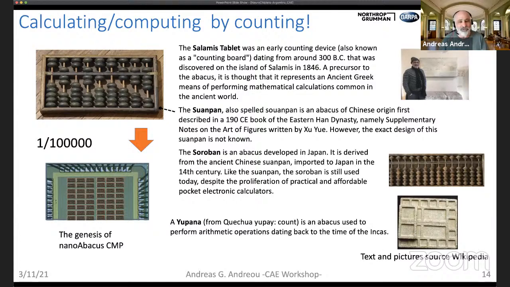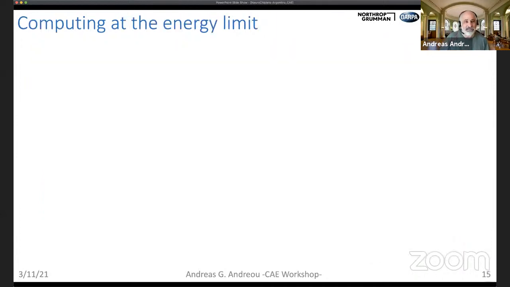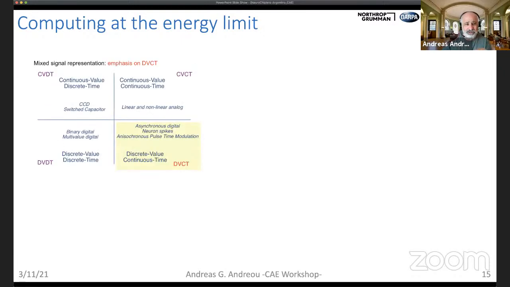So we thought we'll take these ideas and bring them to modern technology, make chips that use counting, make them about 100,000 times smaller than the original devices, and that was the genesis of the Abacus project. So when you want to build an architecture to do computing, you really want to do computing at the energy limit.